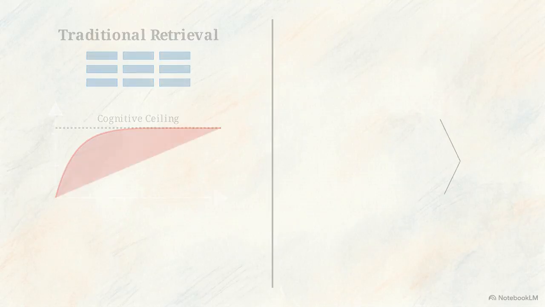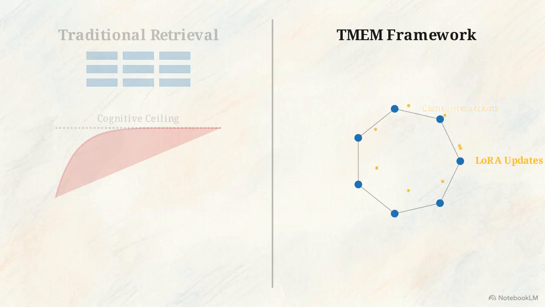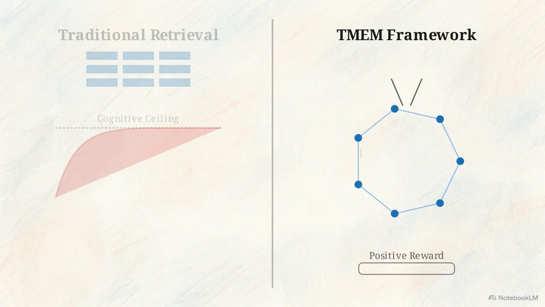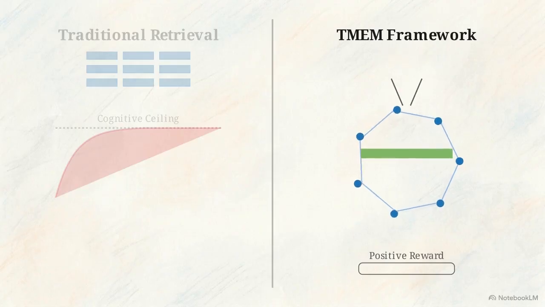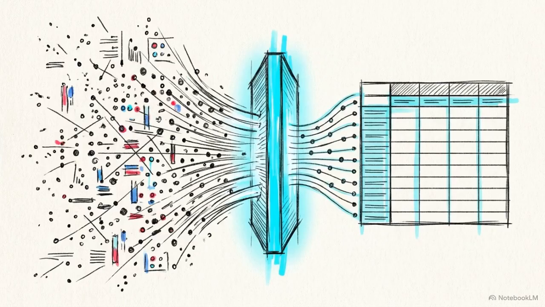On the right is our TMEM framework. TMEM avoids that ceiling using LoRA weight updates. As the swarm interacts with clients, it uses collective reinforcement learning to physically adjust its internal parameters. It does this by scoring the outcomes of its own work. A successful audit with 0 findings acts as a positive reward, while a failed pitch signals the system to adjust its strategy.